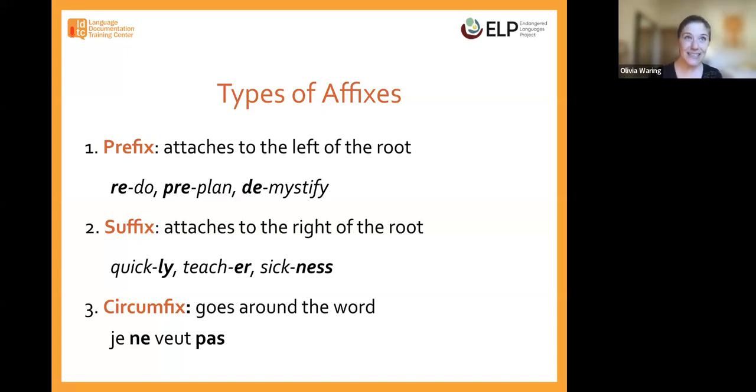English doesn't really have circumfixes. Some examples could be made perhaps, but circumfixes occur in many languages of the world. As circum implies, these are affixes that actually go around the word. So you'll have one in front and one at the end of the word. So in French, you negate a verb by putting ne before it and pas after it, je ne veux pas. So you can think of the ne...pas affix as being a circumfix, as surrounding the root there, which means to want.